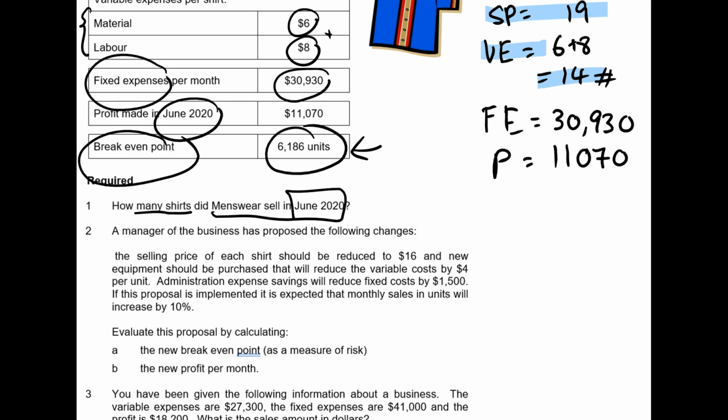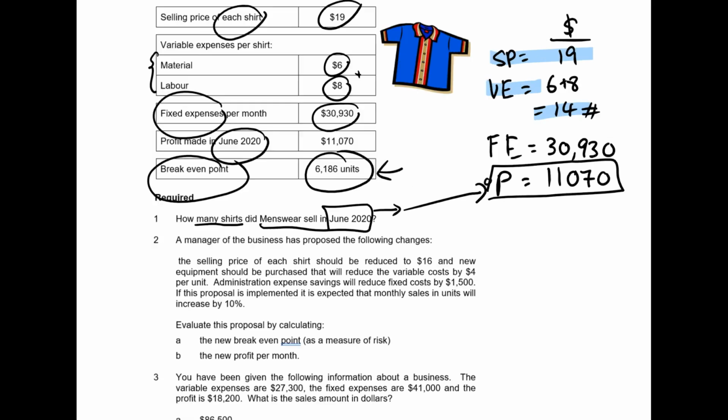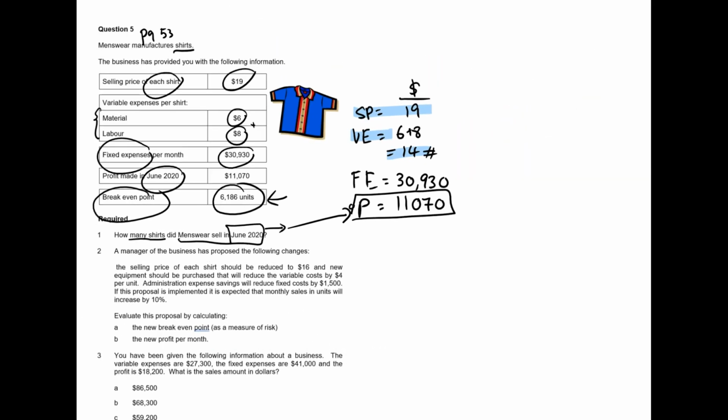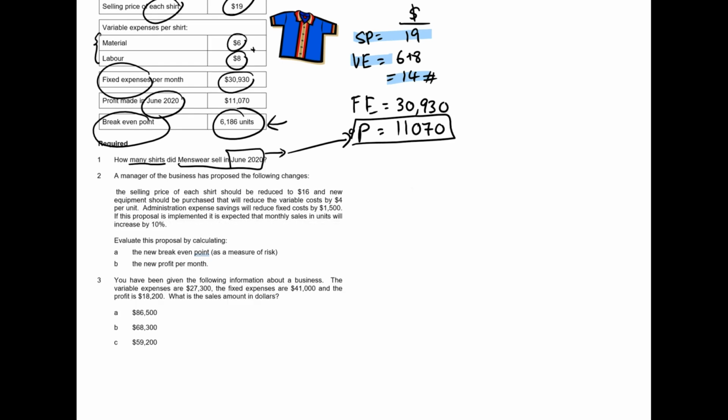In June 2020, they made a profit of 11070. So from there, we can calculate how many shirts they have sold. In question number 1, they are actually asking you for quantity, how many shirts they have sold. So you need to find out the quantity of shirts using the profit formula.